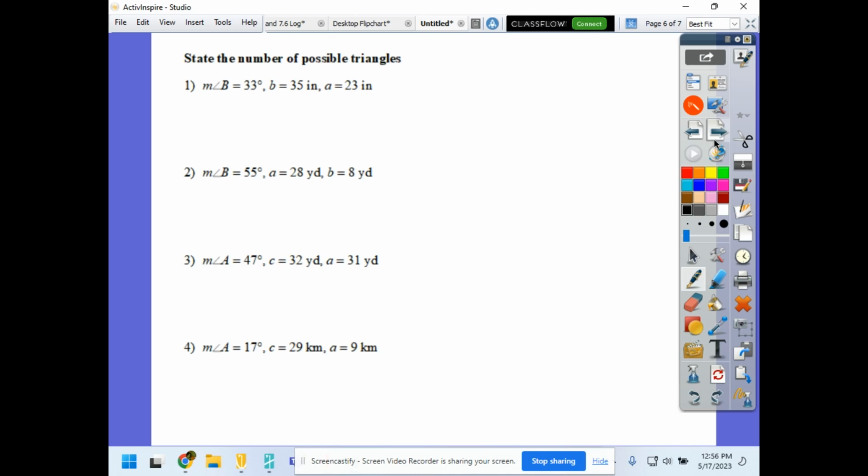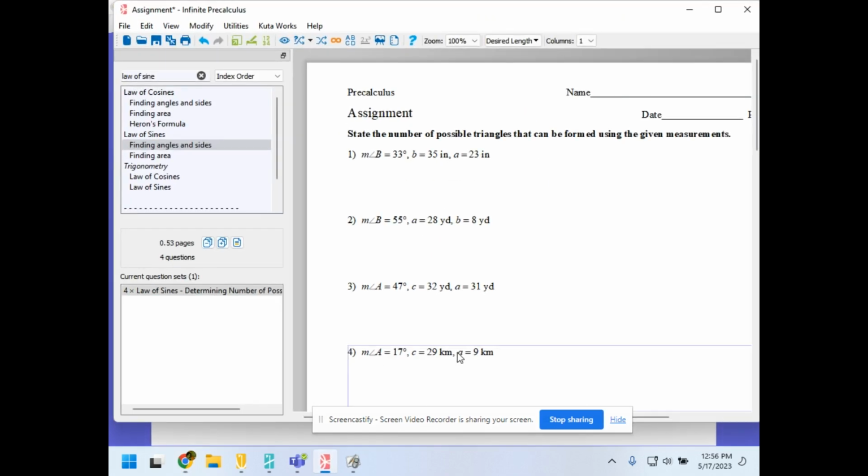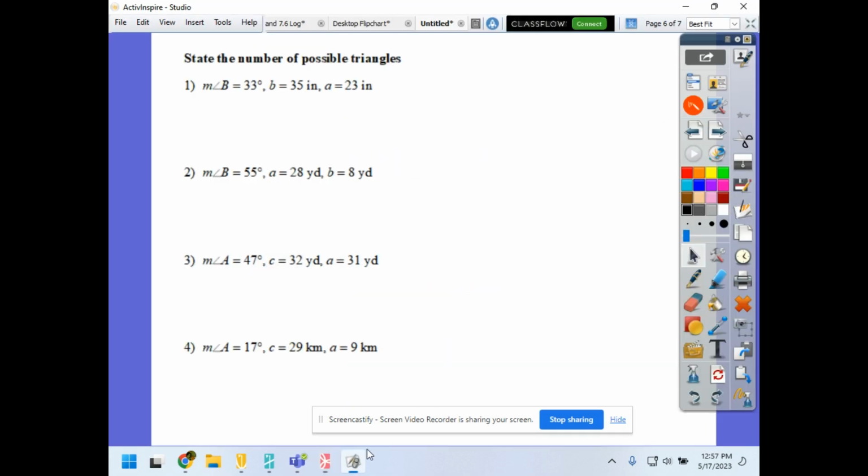All right, so there you go. I hope you have tried it on your own. One, two, three, four here. Make sure you have tried it. And for the answers to this problem, there you go. The first one will have one triangle. The second one will be no triangle. And three and four will have two triangles.